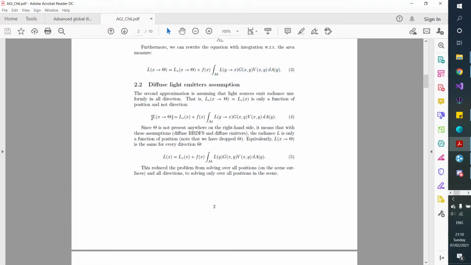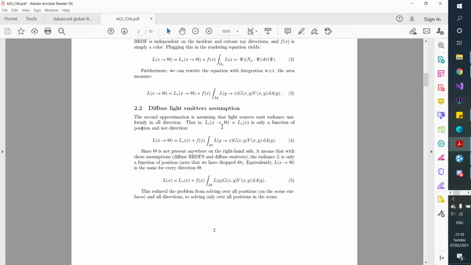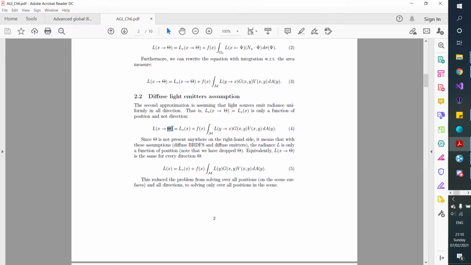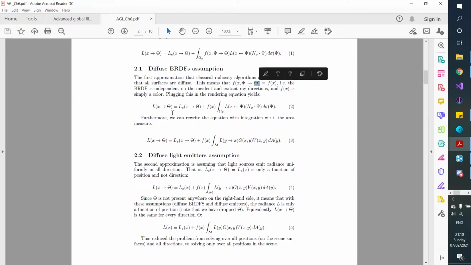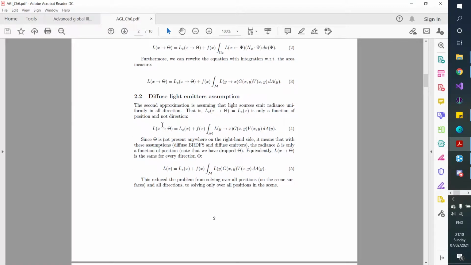Then you take this equation, you rewrite it, and now you see that the theta on the left is not present on the right, which means this is not really a function of theta. If the BRDF wasn't Lambertian, then you would still have this theta because you have it here. But since the BRDF is Lambertian, you don't have a theta here, you don't have a theta for the emittance, then you also wouldn't have it here. So this is just a function of position.